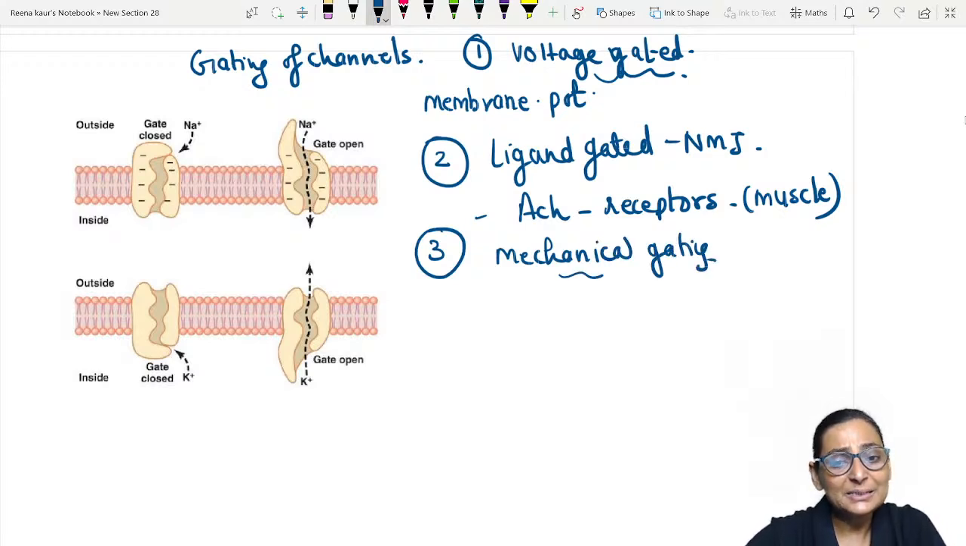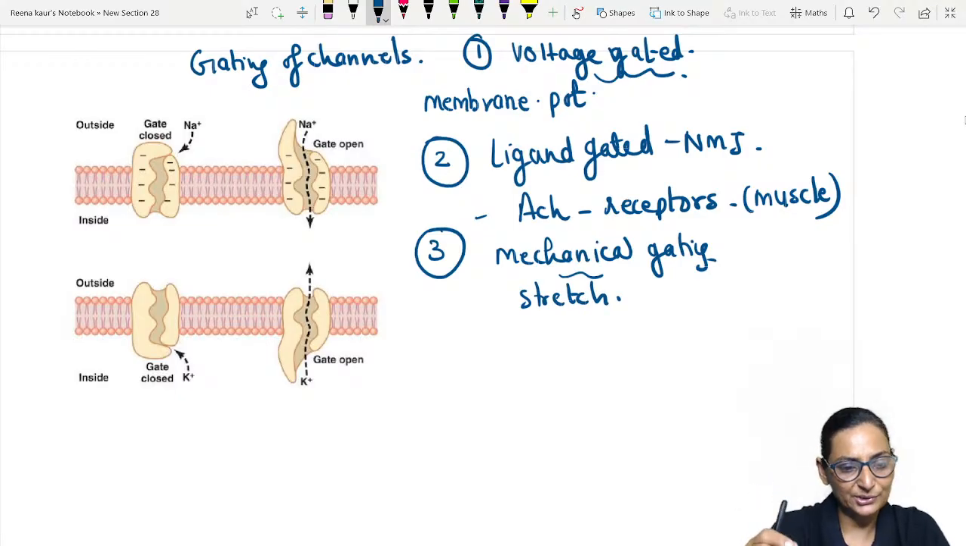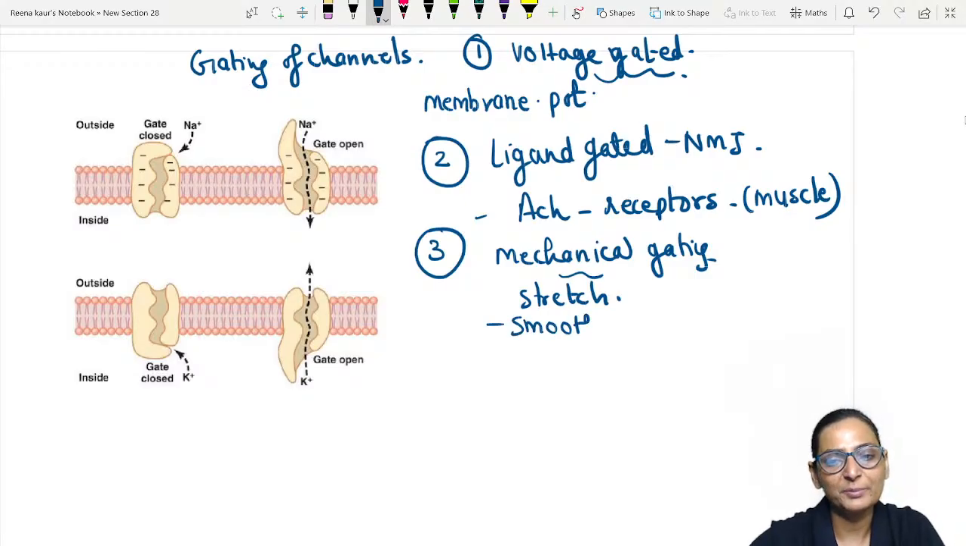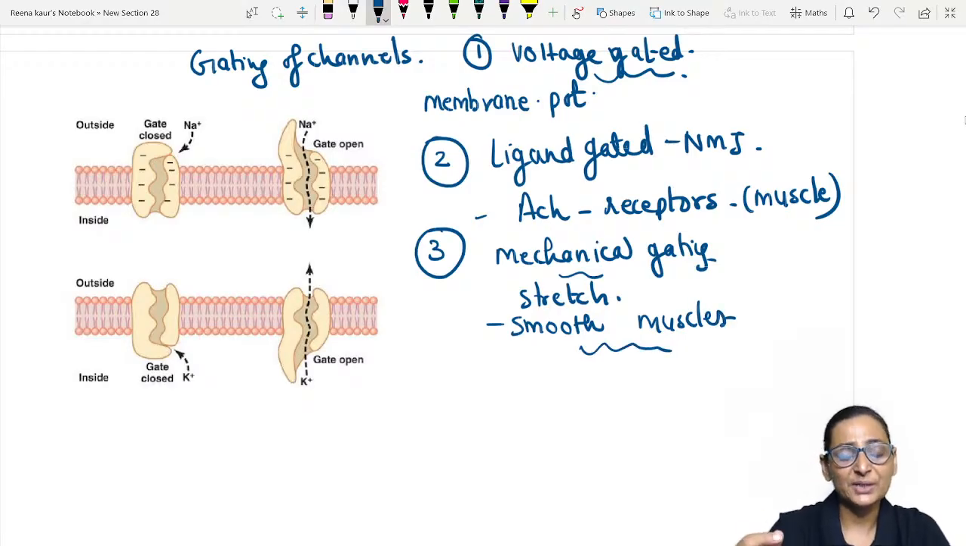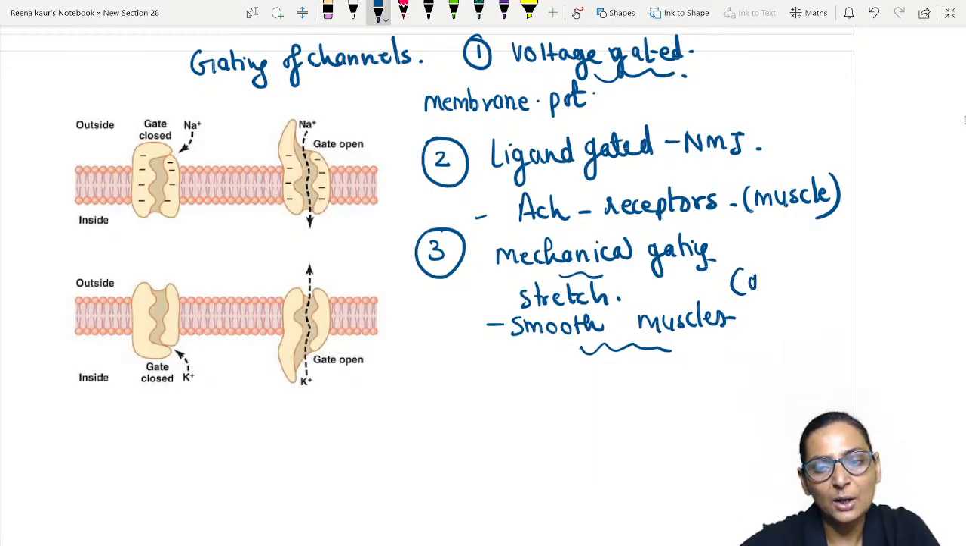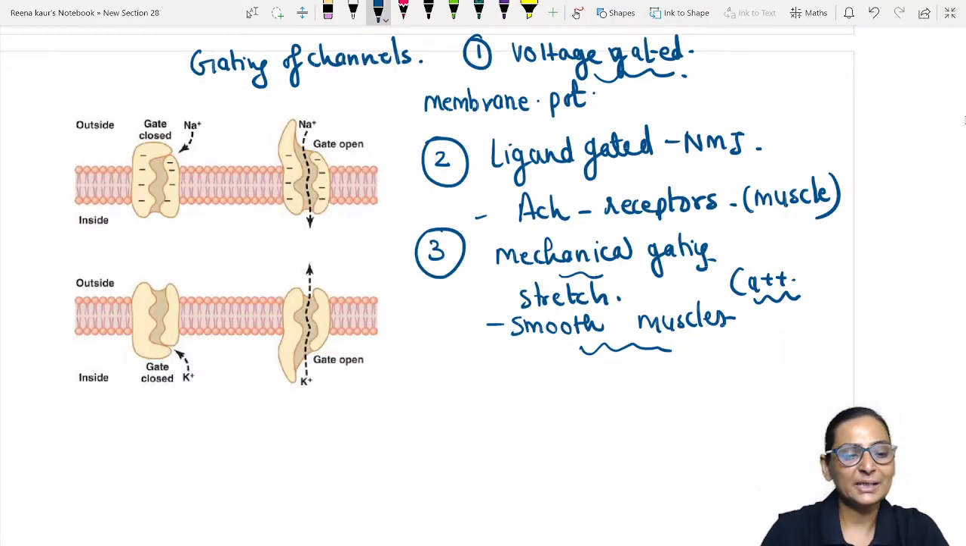Mechanical gating. That means here there is stretch. These channels will open when there is stretch, right? And the mechanosensitive channels are especially present in the smooth muscles of blood vessels, or anywhere in the smooth muscles. Whenever the smooth muscle is subjected to stretch, these channels or these gates will open. And usually these mechanosensitive channels, which open because of stretch, allow the influx of calcium, because they are especially present in the smooth muscles, right?